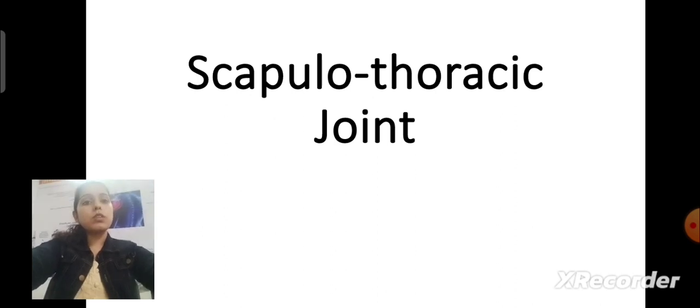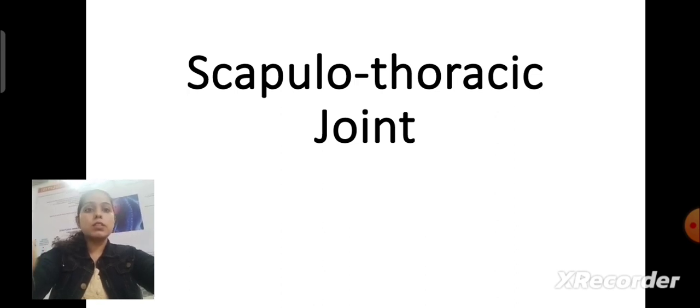Okay, so today we will talk about the scapulothoracic joint, which is a part of the shoulder complex. The shoulder complex consists of four joints. First is the acromioclavicular joint, second is the sternoclavicular joint, third is the scapulothoracic joint, and fourth is the glenohumeral joint. In this presentation, we will talk about the scapulothoracic joint.